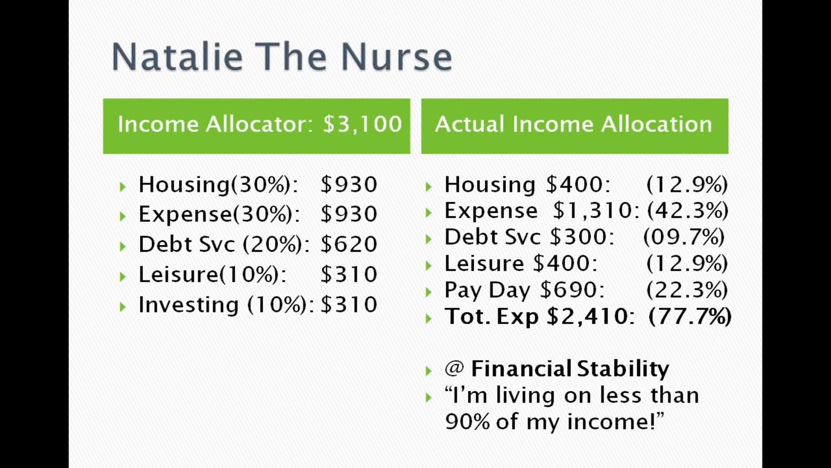She's going to have a debt service of $300, which is going to be 9.7%. She's going to have leisurely expenses of $400, which matches the housing expenses. So that's going to be 12.9%. And that's going to leave her with a payday of $690. And that is going to account for 22.3% of her income. So we have total expenses of $2,410, accounting for 77.7% of her income. So for this, we're gonna assume that she's gonna go through the process.